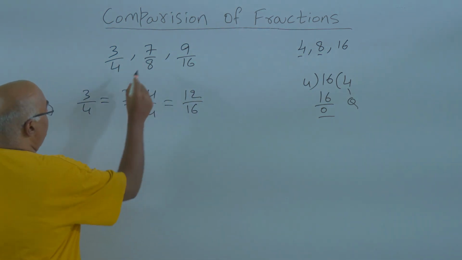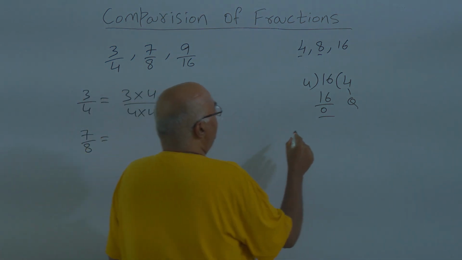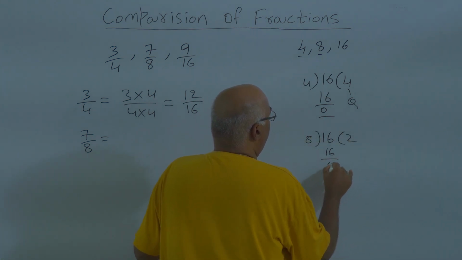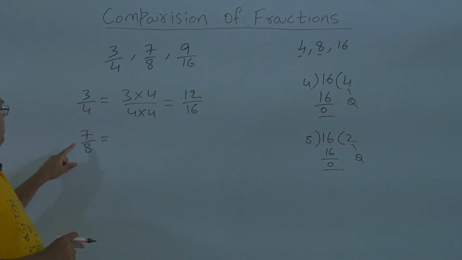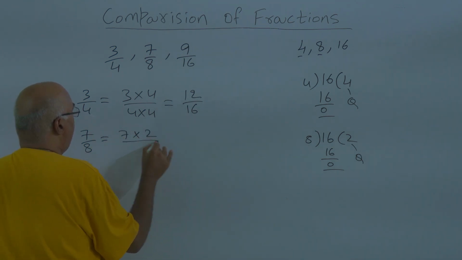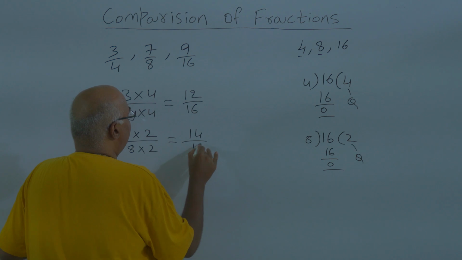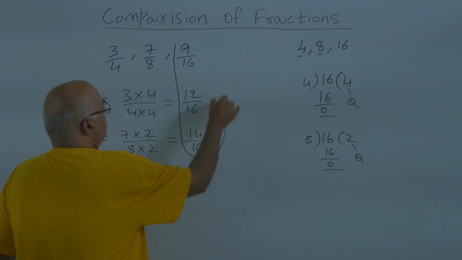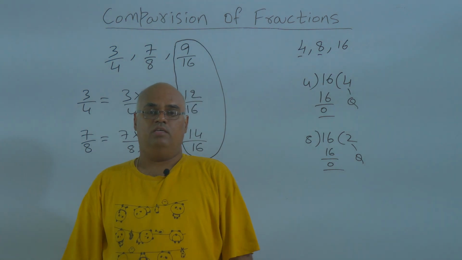So, I have converted the first fraction into a like fraction. Now, in the same way, I will convert the second fraction also into a like fraction. So, 7 by 8 is equal to, I will divide 16 with 8. 8 2s are 16, remainder is 0. So, the quotient is 2. So, I will multiply the numerator and denominator of this fraction 7 by 8 with 2, which is 7 into 2 by 8 into 2. This is equal to 7 2s are 14 by 16. If you observe all these three fractions, they are like fractions.